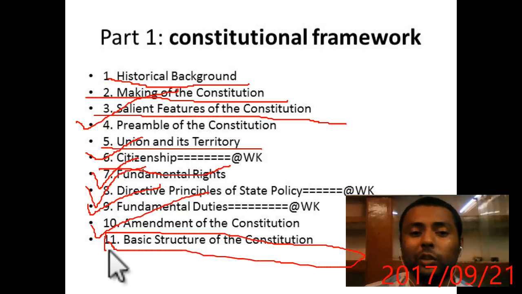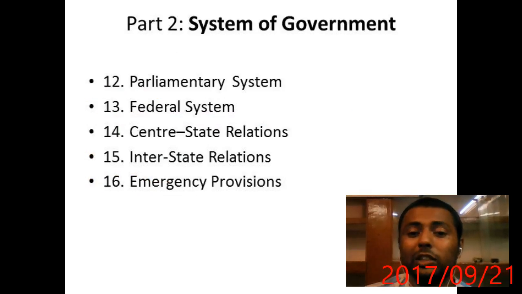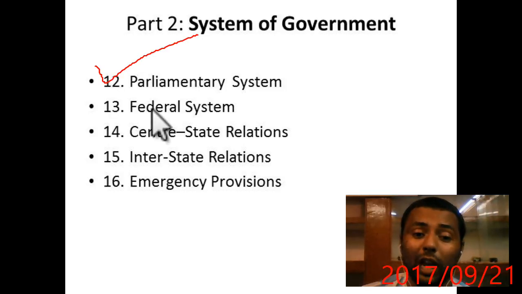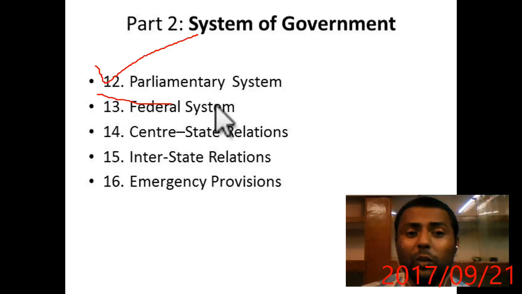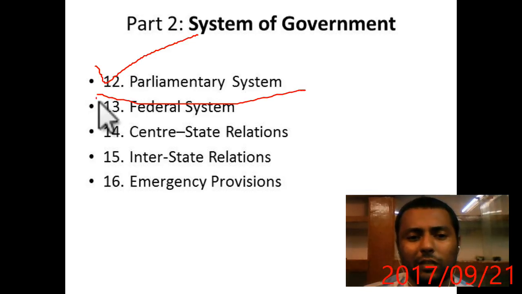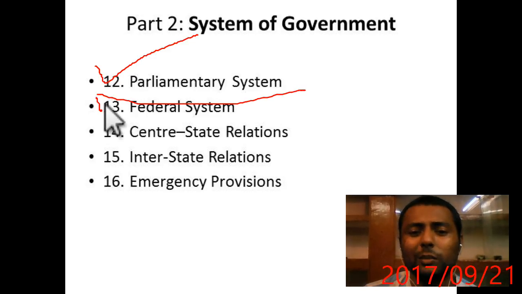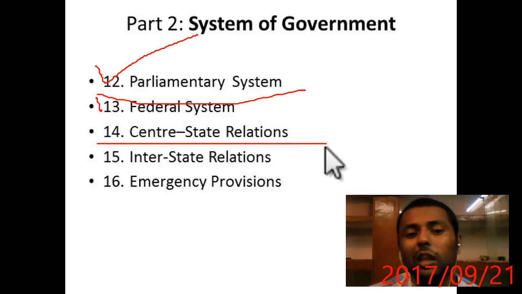Now let's move to chapter 2, System of Government, the parliamentary system. Very thick chapter. I will also upload a video on that. Just go through the chapter once or twice. Federal system, that is the system of state government. If you go through the parliamentary system, the federal system is a cakewalk.